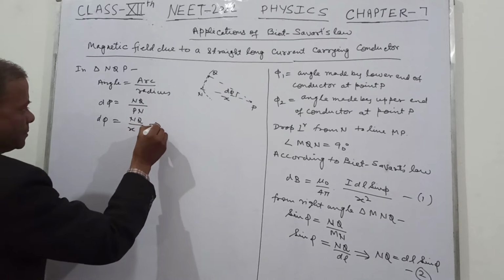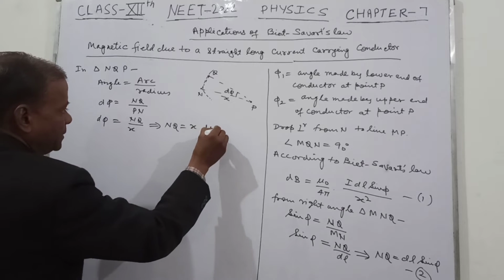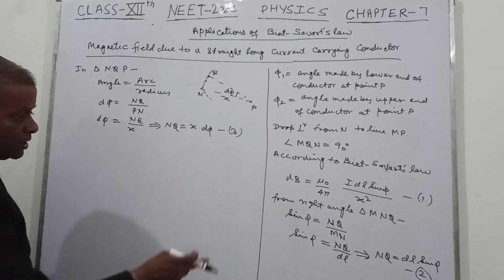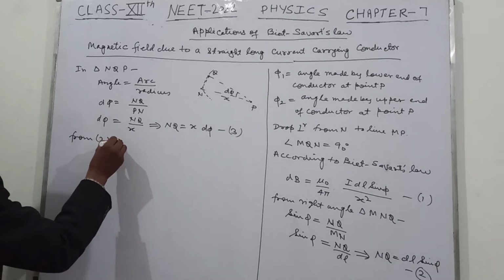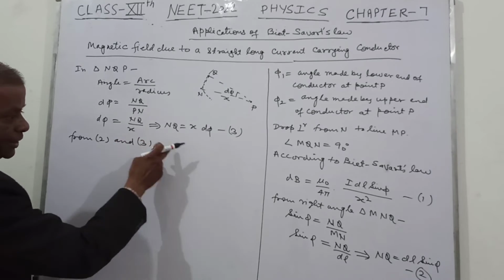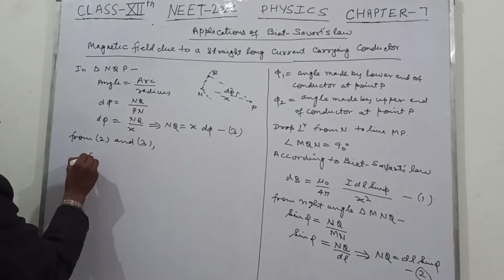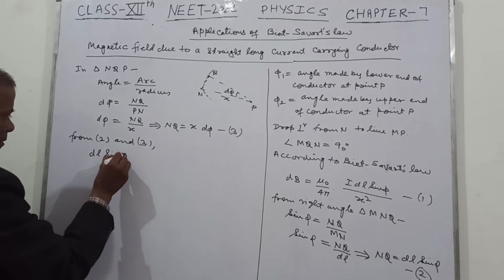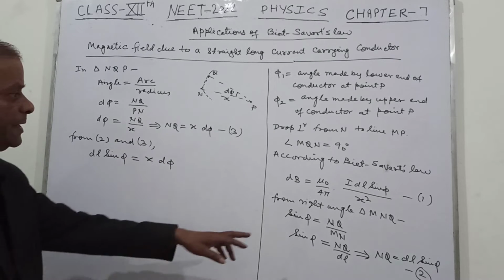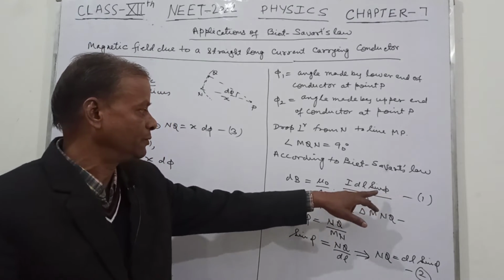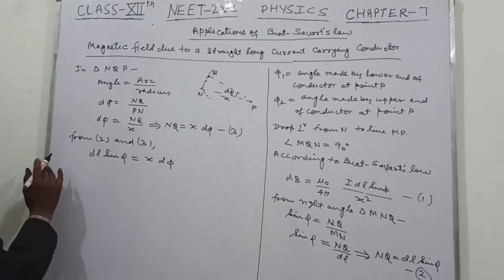So what we have? This NQ is equal to x d phi. This is now equation number 3. So from 2 and 3, NQ is the same one, this NQ and this NQ. So now what we have? This dl sin phi is equal to x d phi. Now in place of this dl sin phi in equation number 1, we will write down this x d phi.